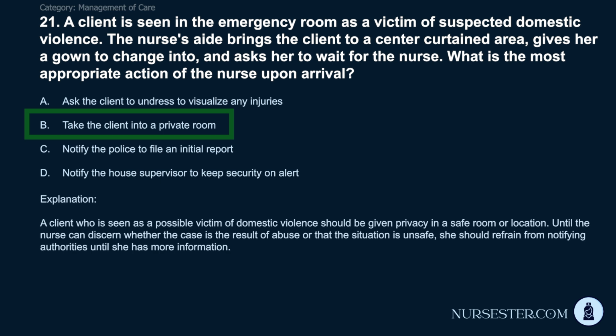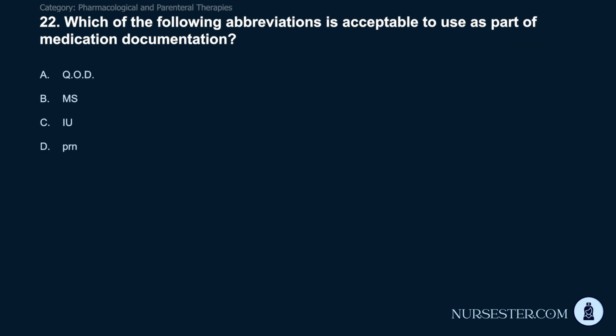A client who is seen as a possible victim of domestic violence should be given privacy in a safe room or location. Until the nurse can discern whether the case is the result of abuse or that the situation is unsafe, she should refrain from notifying authorities until she has more information.